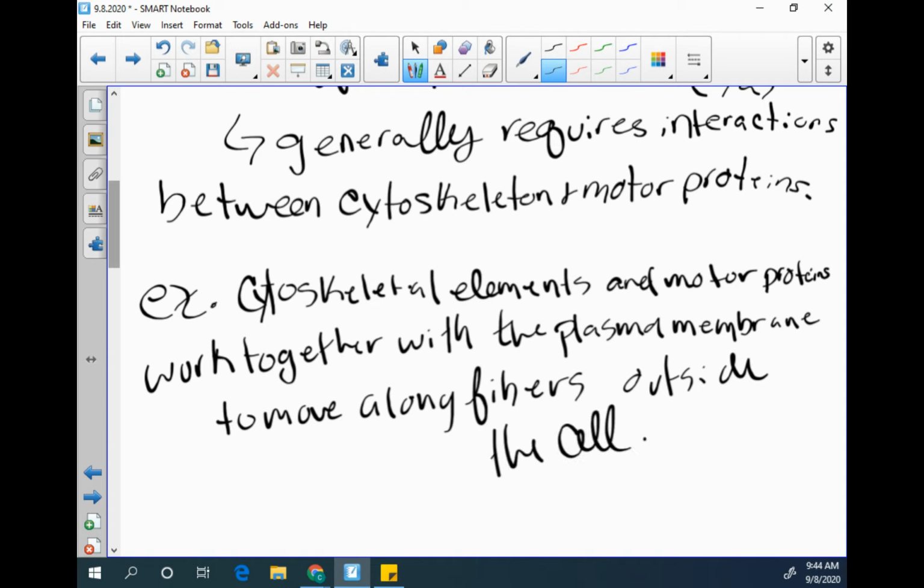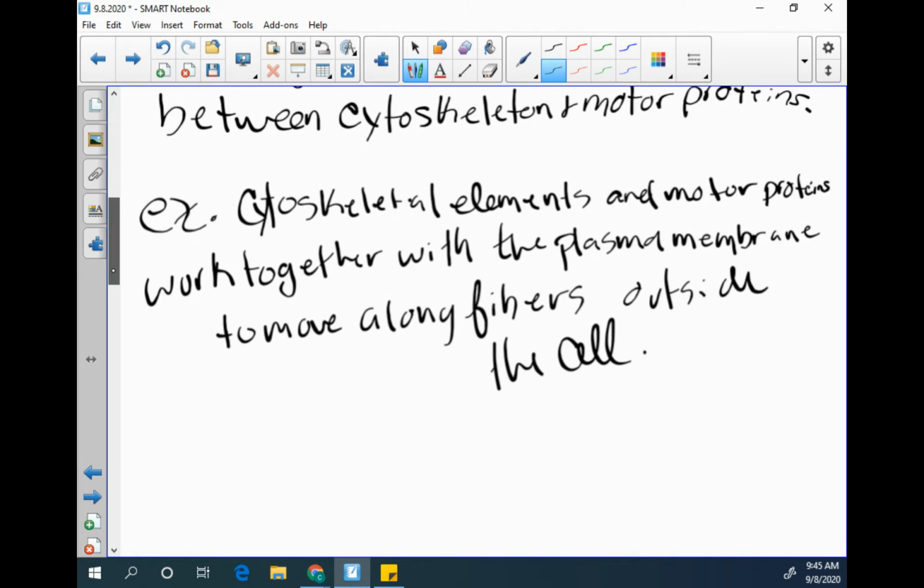So, say we've got a cell that's sitting in its little aqueous environment. There are fibers running in and out of that aqueous environment. We will talk about those when we talk about the extracellular matrix. So all those fibers that exist outside the cell, motor proteins and cytoskeletal elements inside the cell can help move the cell along those fibers like a train on train tracks. So that's just one example of cell motility.